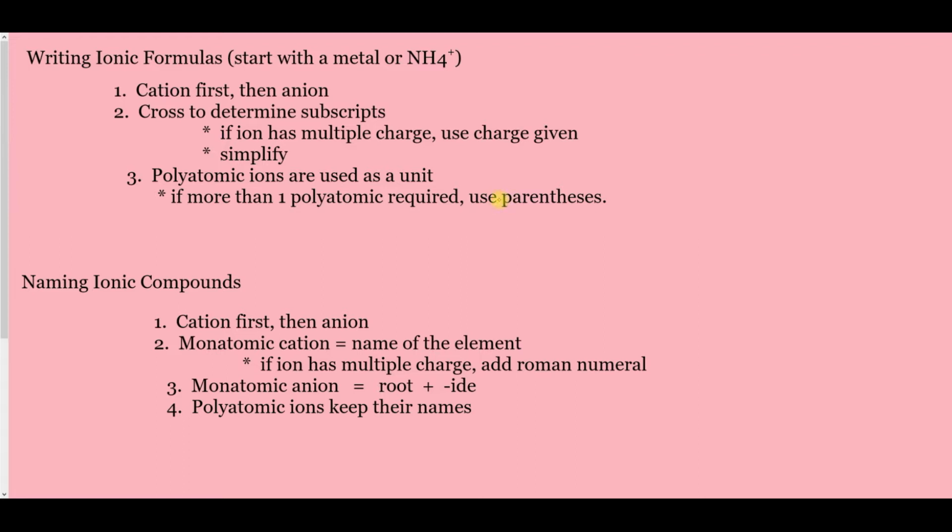The naming is the same as we've learned. Cation name and then anion. Monoatomic cation, keep it the same. If it has multiple charge, we use a Roman numeral in the name only. The monoatomic anion is going to end in ide, and polyatomic ions keep their names.